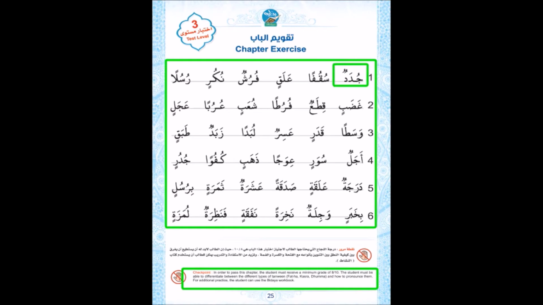For example, if the student comes to read the first word, judadun, and says juda, din, dan, we don't want the student to hesitate and simply guess between different tanween types. Students tend to guess all 3 types of tanween, and then they're just lucky when they guess the correct one.